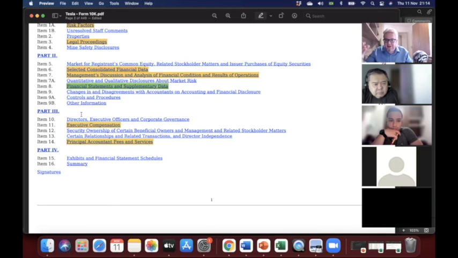That is the salary and bonuses and stock options of the CEO, of the C-level team, of the executives, and principal accountant fees and services. That is the amount paid to the company that audited this report. In this case here was PwC. It will always be one of the top 4, one of the big 4 firms, okay?